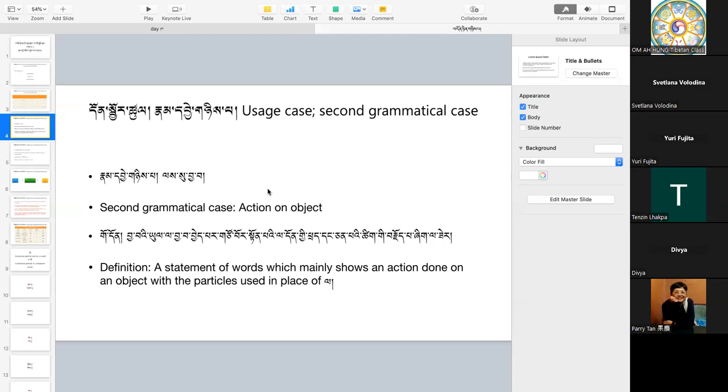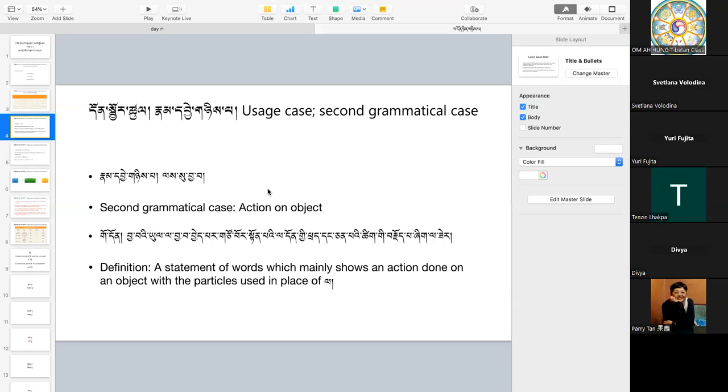And therefore, what is the definition? So the second grammatical case is known as le su chawa. Le meaning object, chawa meaning action. So action on object case, or you can say case. Kodun, the definition: chawe yula, chawa chepar, zo tempe, la dun ki chetan chempe, tsigi juba shila ser.